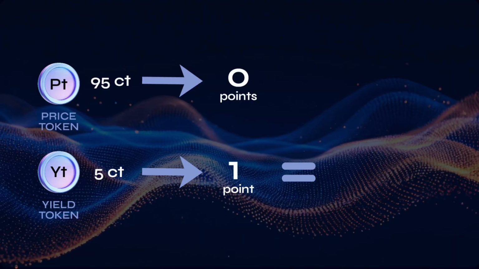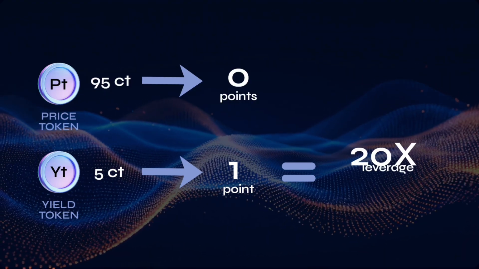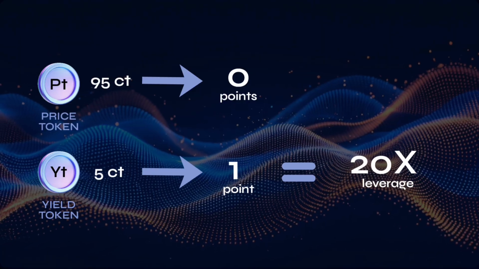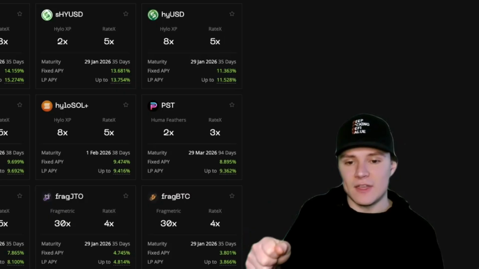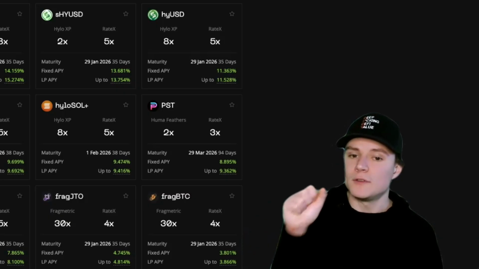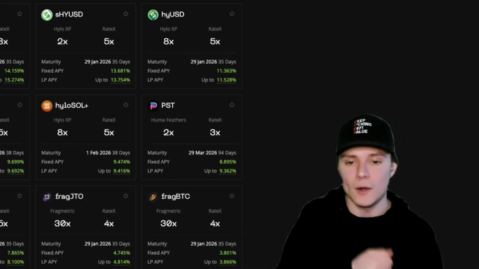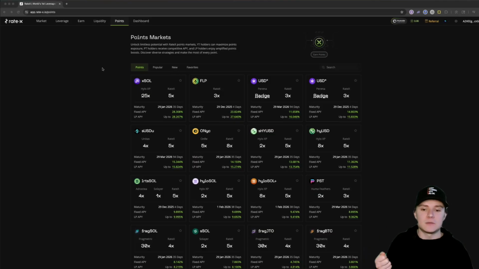And so now I've just created 20x leverage on the points. So I could, with $1, buy a whole lot more units of the 5 cent thing, 20x more. You could buy 20 of those units. And then I would have exposure to 20 points instead of just 1 point. So this has been a real catalyst for these markets and has created a lot of demand for the YT tokens for people who really are excited about a specific project and want max exposure to those points. So that in a nutshell is how these interest rate markets work.